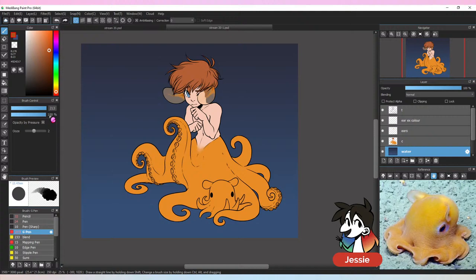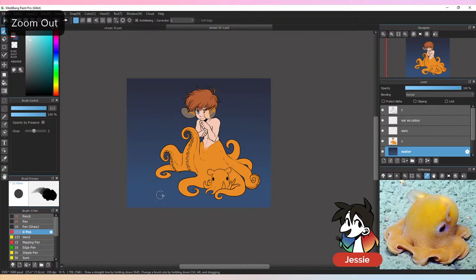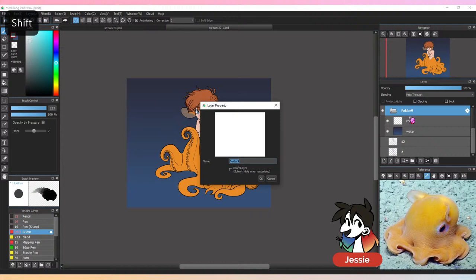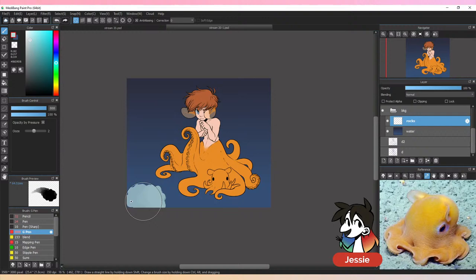And let's use the G-Pen for whatever this color is. That is kind of an interesting one, isn't it? This is going to be the rocks. No, I need a folder. Always use your folders! Folders are the best things that you could ever get. I'm just saying.